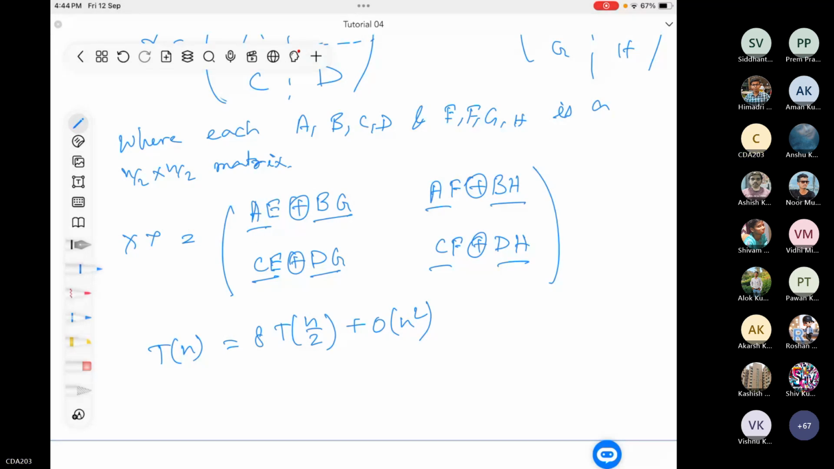Each of these has to perform this. There are order n square many elements in there, and for each of these elements you are performing this addition, so there would be order n square many additions. Okay, so this is the recurrence for the running time. If you solve this recurrence, it's order n cube, which is not an improvement.